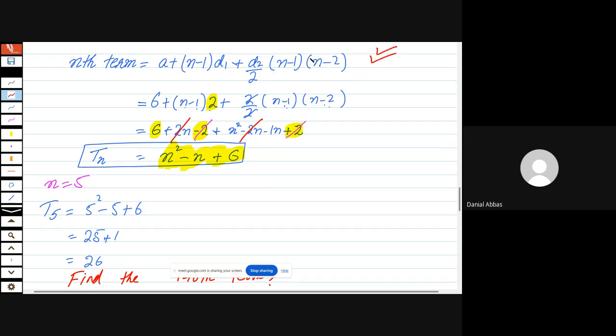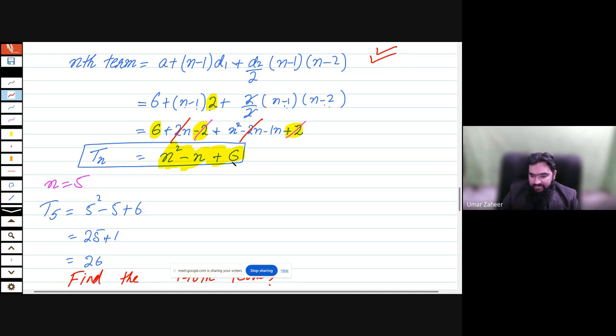So I have to simplify them, and I will get n square minus n plus 6. Obviously, when you have the simplified form, there is no need to substitute the value here. If you substitute the value here, you are getting the same answer as well. It must be the same because it's math. But there is no need to substitute the values here because it is a bigger expression and we already simplified it.